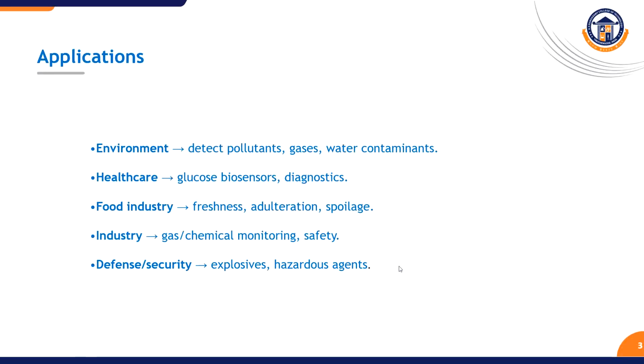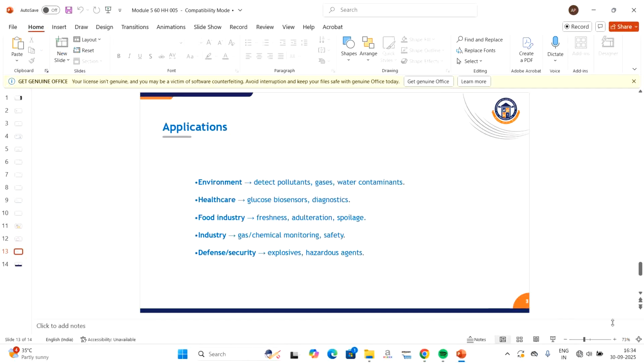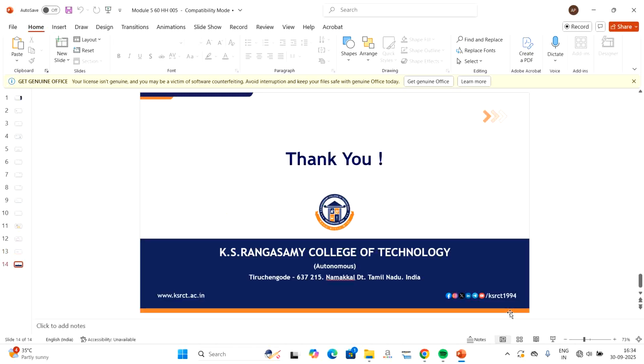You can see the applications in the environment to detect pollutants, pollutant gases, and water contaminants; in healthcare, glucose biosensors and diagnostic apparatus; in the food industry, freshness, adulteration, and spoilage; in industries, gas and chemical monitoring for safety; and even in defense and security, explosive and hazardous agents. So these are some of the applications of these sensors.